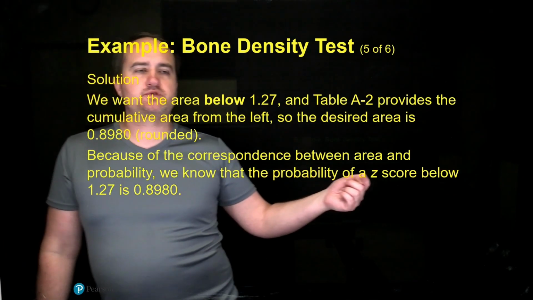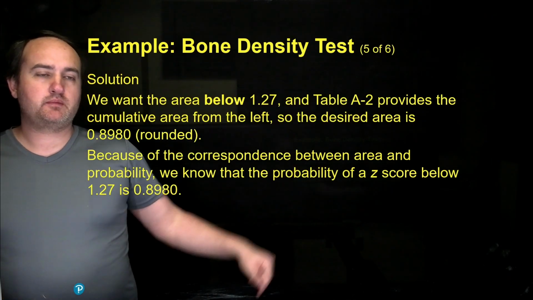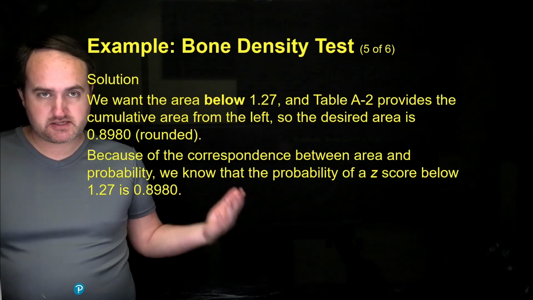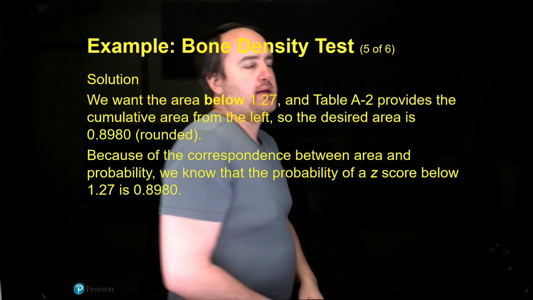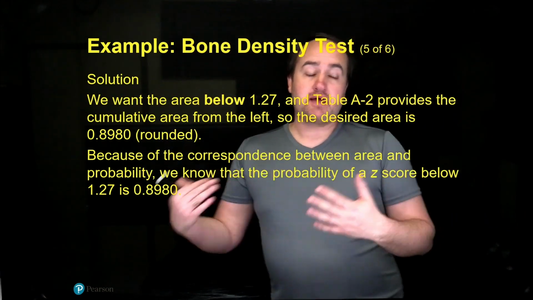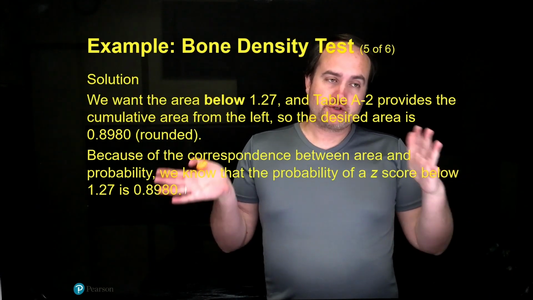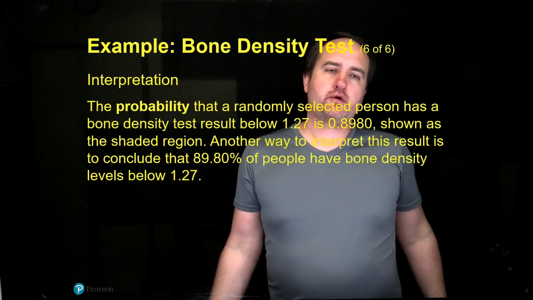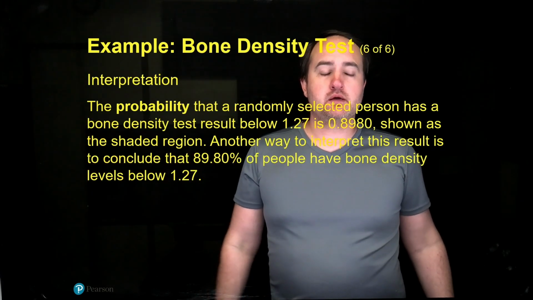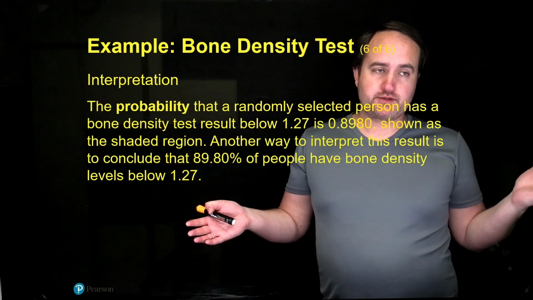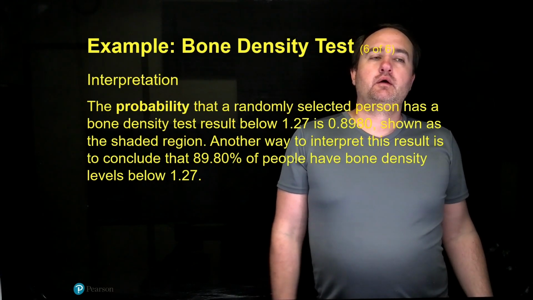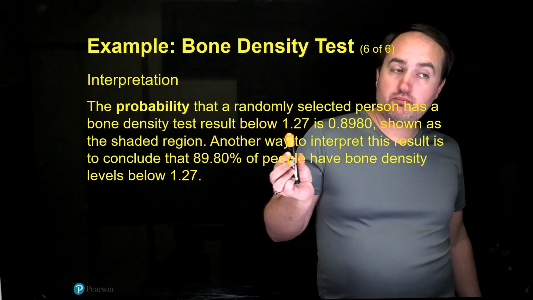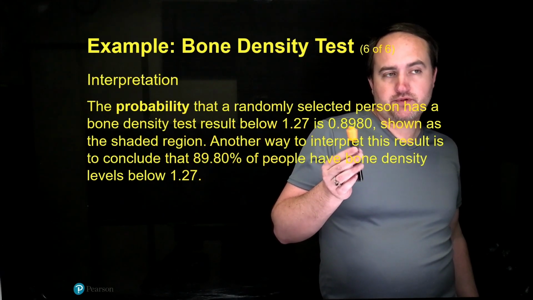Because of the correspondence between area and probability, we know that the probability of a z-score below 1.27 is 0.8980 or an 89.8% chance. When it is the area to the left, it's incredibly easy to just look it up in table A2 like we did. And in the book, their interpretation is that the probability that a randomly selected human being has a bone density test result below 1.27 is 89.8% chance.